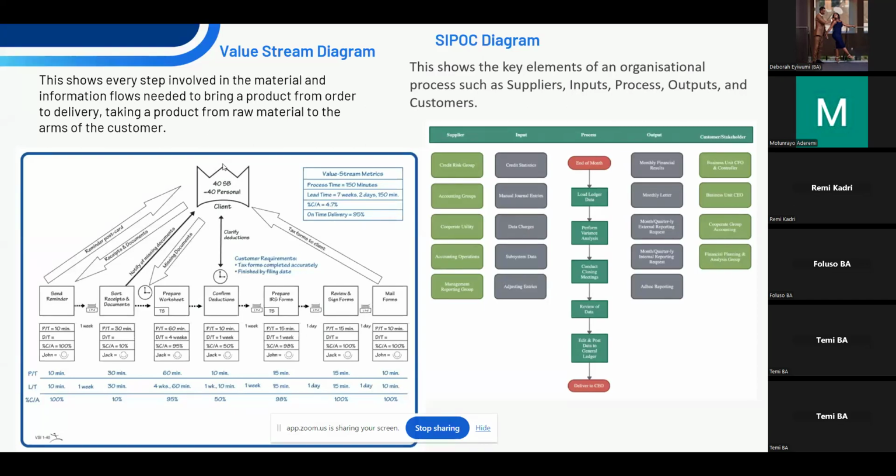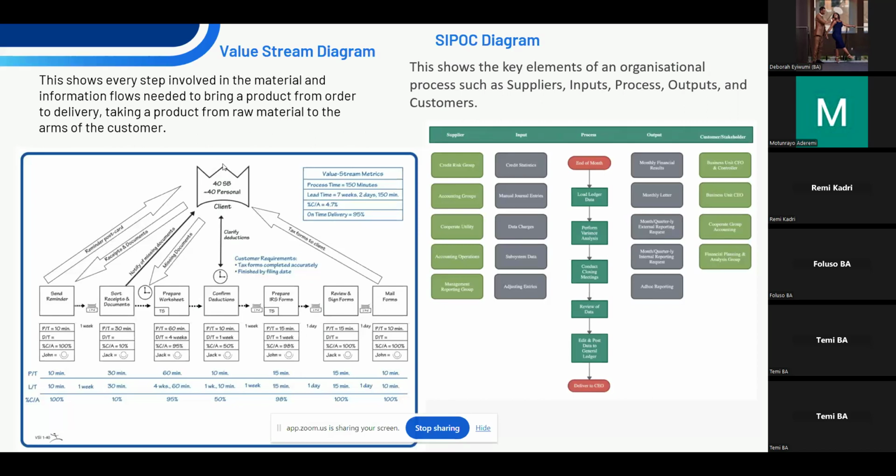Then another kind of process diagram is called a CPOC diagram, and that's when you want to highlight the key elements in suppliers, and then their inputs, and then the process, and then the output, and customers. So again, it's a flow. The supplier brings in inputs, what process does it go through, what's the output, and then what value do you give to the customer at the end of the day. It's called the CPOC diagram.